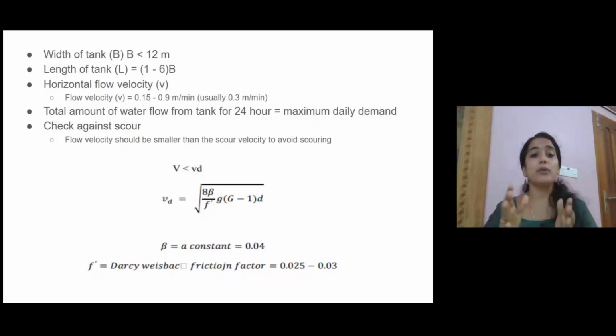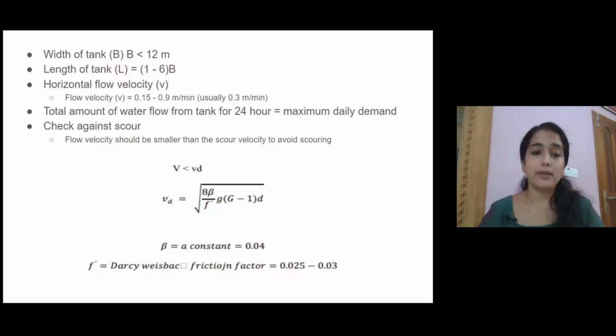Then the total amount of water flow from the tank for 24 hours should be equal to the maximum daily demand. Whatever the maximum daily demand is, that will be the total amount of water flow from the tank for 24 hours. Then next is the check against scour.